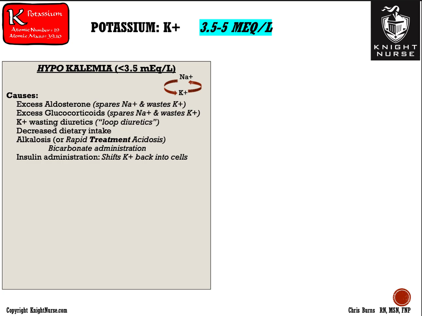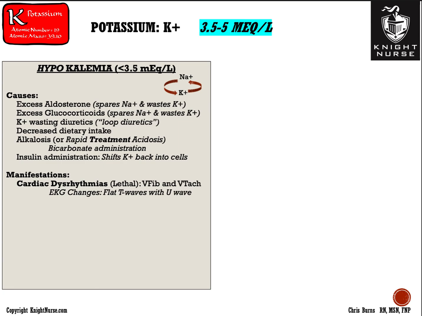Alkalosis welcomes the potassium inside the cell, which means your vascular pipe level drops. So that can cause problems. And insulin administration shifts the potassium back into the cells, again causing hypokalemia.